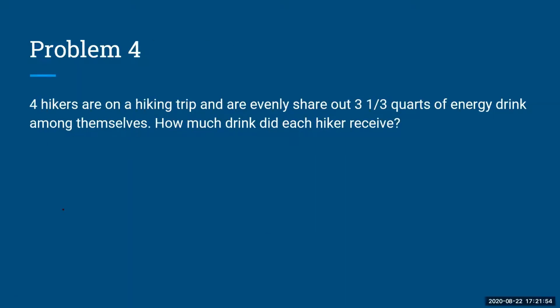All right. Problem 4. This is all on your own. I'm not gonna ask you what operation we do. 4 hikers are on a hiking trip and evenly share out 3 1/3 quarts of energy drink among themselves. How much drink did each hiker receive?